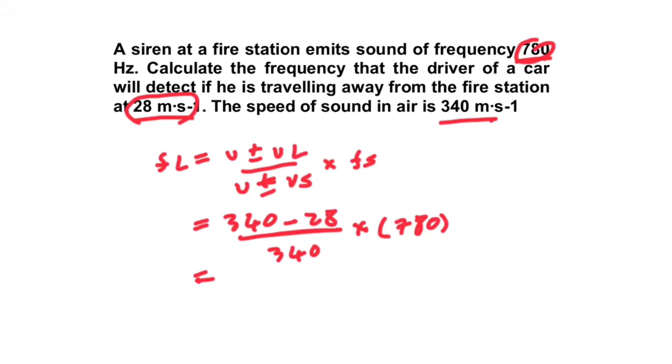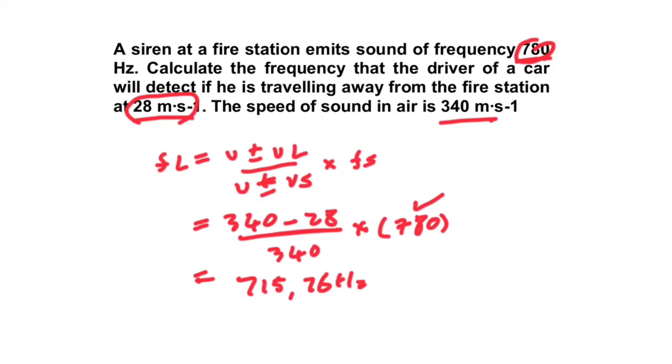So from 780 to 715.76 hertz. Right, you can clearly see here that the frequency observed is less than that which is emitted, because the listener is moving away from the sound source.